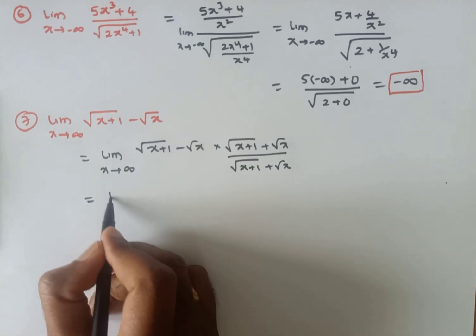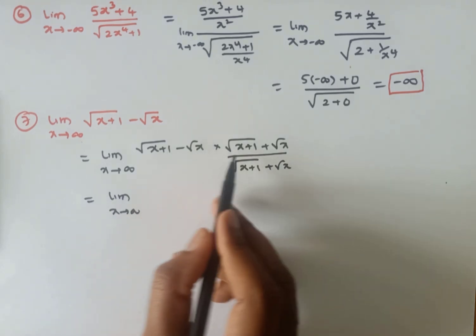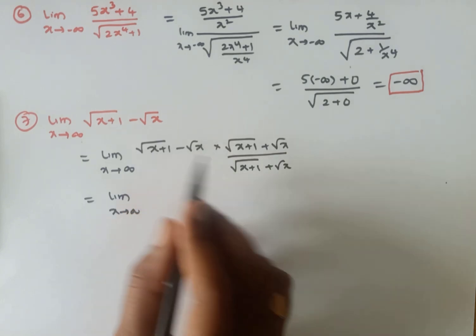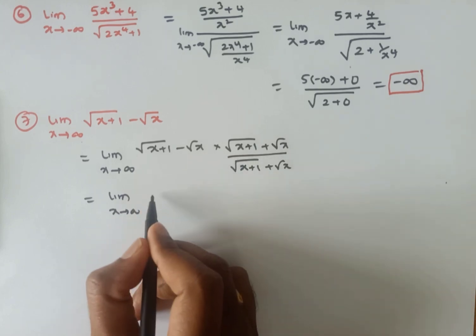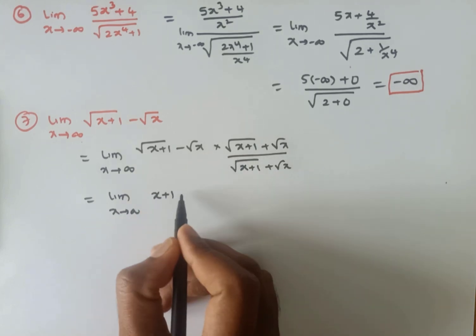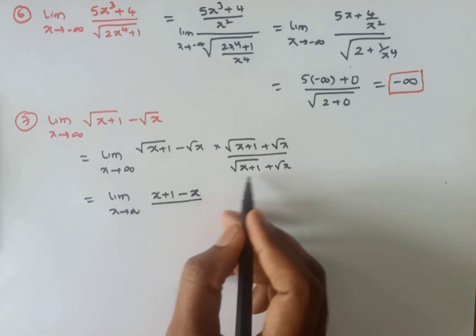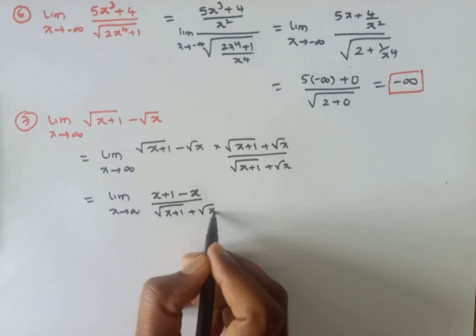Now it is (a minus b) into (a plus b) form, that is a square minus b square. So (root x plus 1) whole square is x plus 1, minus (root x) into (root x), that is x, divided by root of x plus 1 plus root x.